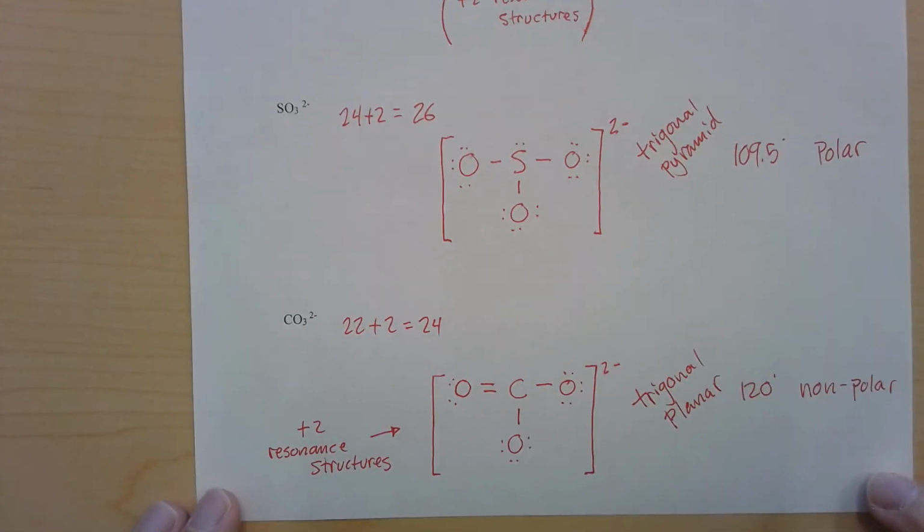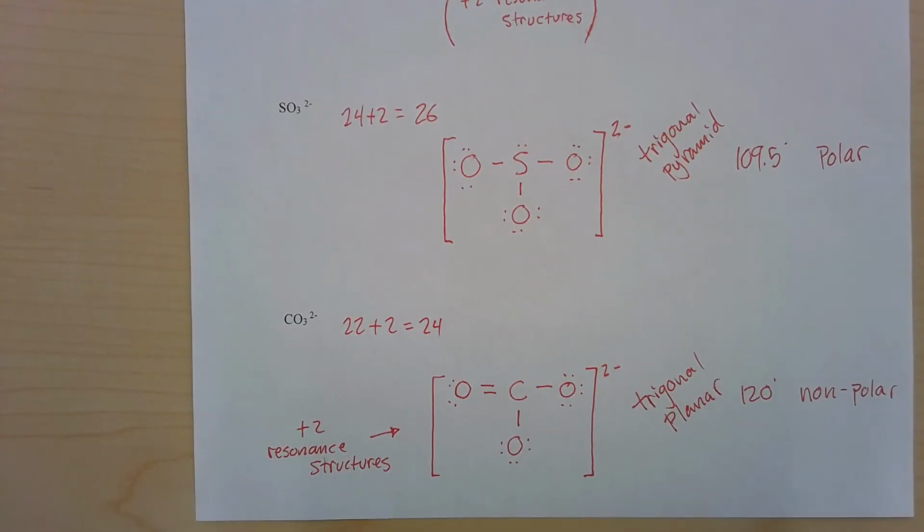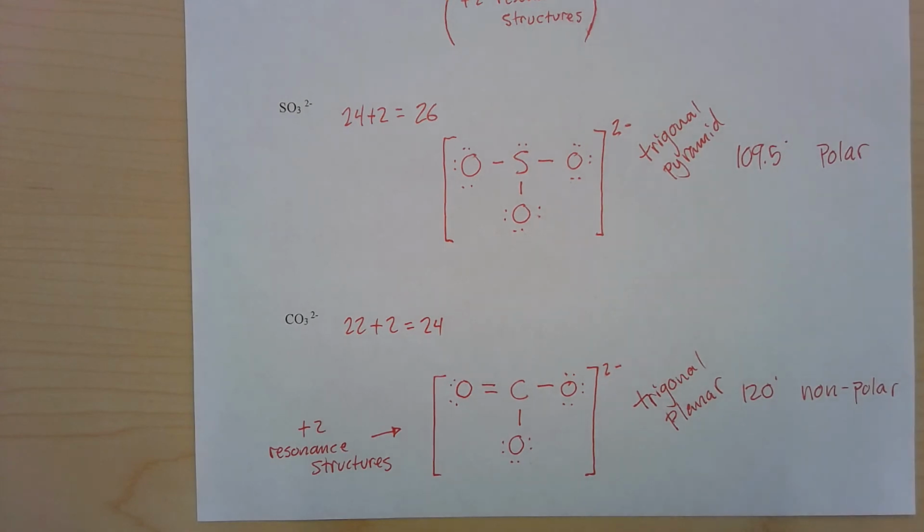And then the last one is CO3 2-. We have, again, an additional 2 electrons for a total of 24. We have 2 additional resonance structures in addition to this one. This double bond can be in any of these places. So it's very similar to SO3. It's trigonal planar, 120-degree bond angle, and again, it is nonpolar for the same reasons that we stated up here in sulfur trioxide.